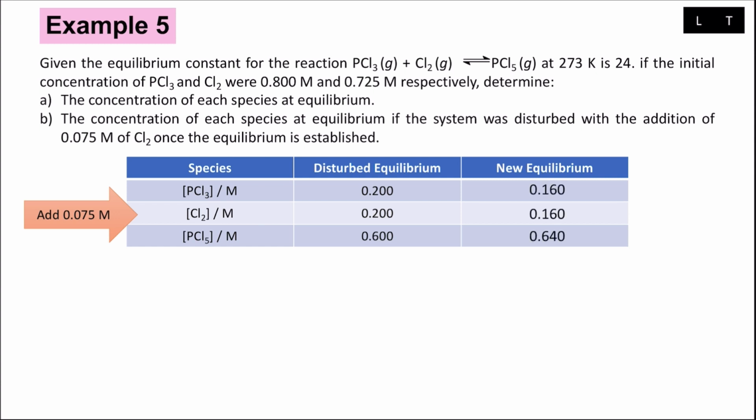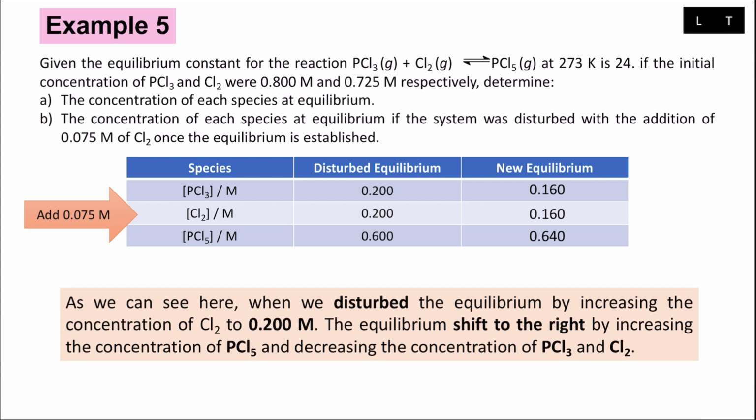So apa yang kita nampak dekat sini, apabila kita kacau equilibrium dengan cara kita increase Cl2, Cl2 adalah di mana dia berada di bahagian reactant. Kita increase Cl2 di mana dia akan kurangkan semula reactant yang banyak, iaitu Cl2. Sebab itulah awak akan nampak concentration untuk PCl3 dengan Cl2 dia berkurang daripada 0.2 dia jadi 0.16. Tapi bila shift to the right, concentration produk akan bertambah. So di sini kita boleh buktikan Le Chatelier's principle based on calculation.